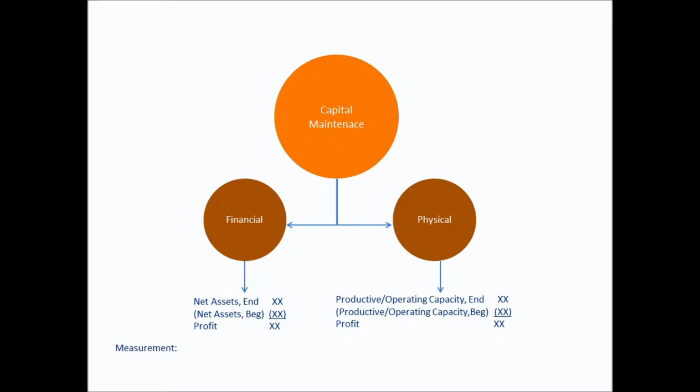Under the financial capital maintenance, the cost or the items are measured using nominal monetary unit or units of constant purchasing power. And under the physical capital maintenance, we use current cost.